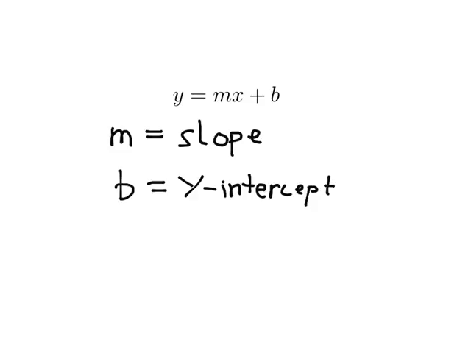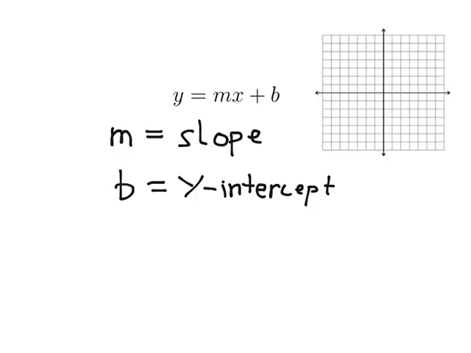Equations written like this are also nice to graph. All you have to do is go up or down to the point b, and then you just use m, the slope, to get around. For example, if the slope were 3/4, that means you go up 3, 1, 2, 3, over 4, 1, 2, 3, 4. And then you get your second point, and then you can just draw the line.